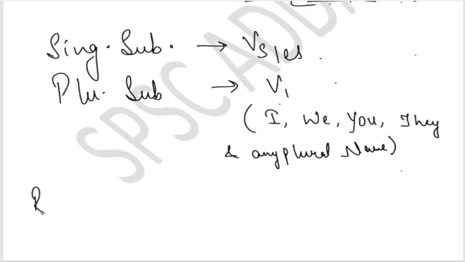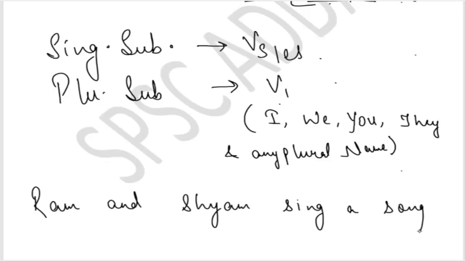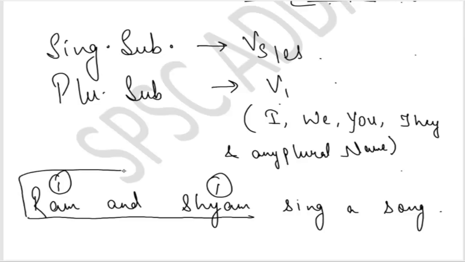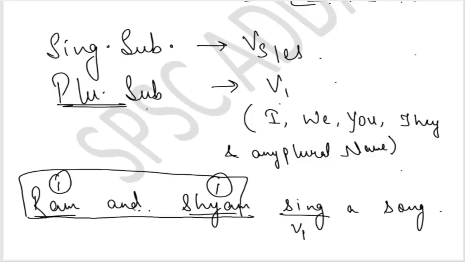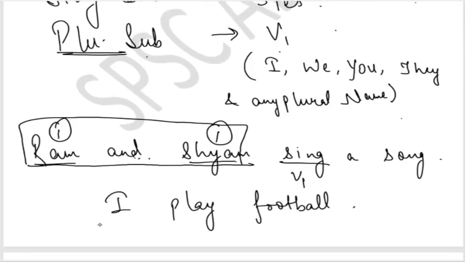For example, I've given one example: Ram and Shyam sing a song. Here I have mentioned Ram and Shyam. There is one person Ram, there is one person Shyam. So here we are talking about two different persons. Is this a singular subject or a plural subject according to you? Plural. Because here we are talking about two different persons. So whenever we are talking about two different persons or a plural subject, we will be using verb first form. Alright? If I say I play football, with I we always use verb first form.